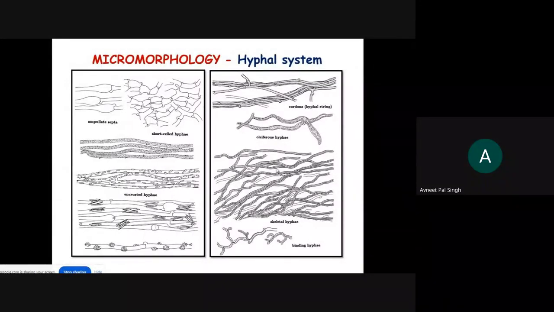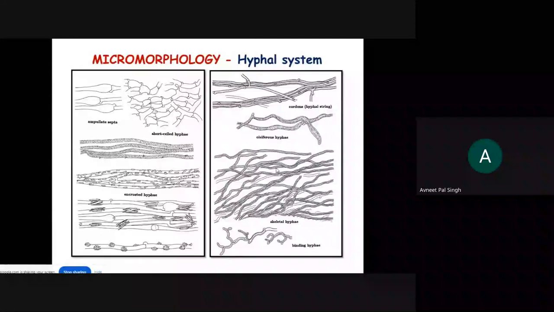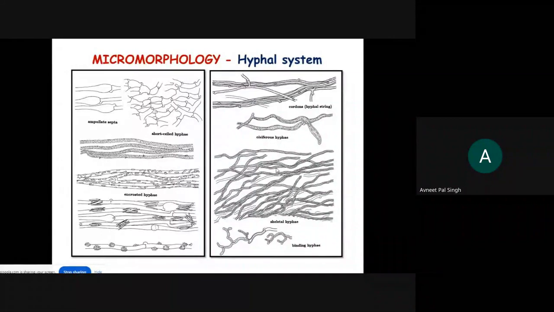You're audible. So let's focus now on the micromorphological characters. The first thing we need to look at is the type of hyphae. In case of corticoid and poroid fungi, the type of hyphal system plays a very important role. How many different kinds of hyphae are produced? Based upon that, we have three types of hyphal systems: monomitic, dimitic, and trimitic.